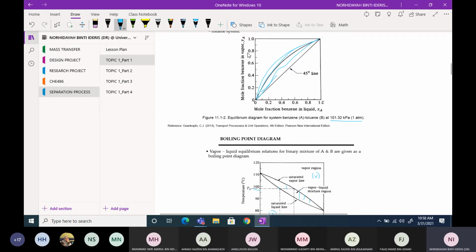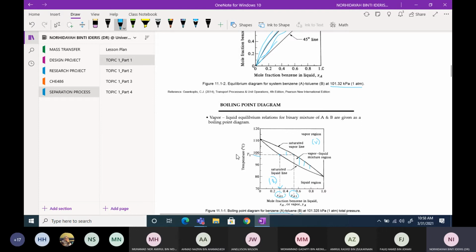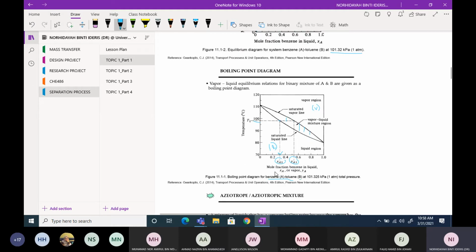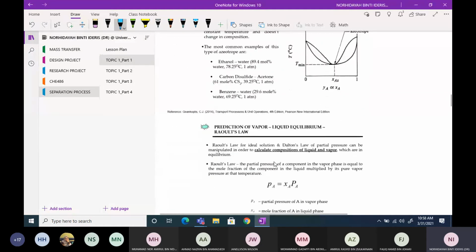Okay, so you have two important diagrams here. The first one is YA versus XA, and I think you are familiar with this diagram before. When we did gas absorption earlier, we had this graph, YA versus XA. And then the second diagram is the temperature versus the mole fraction. For the azeotrope, I want to skip this for now. These 3 slides, we will come back to later.